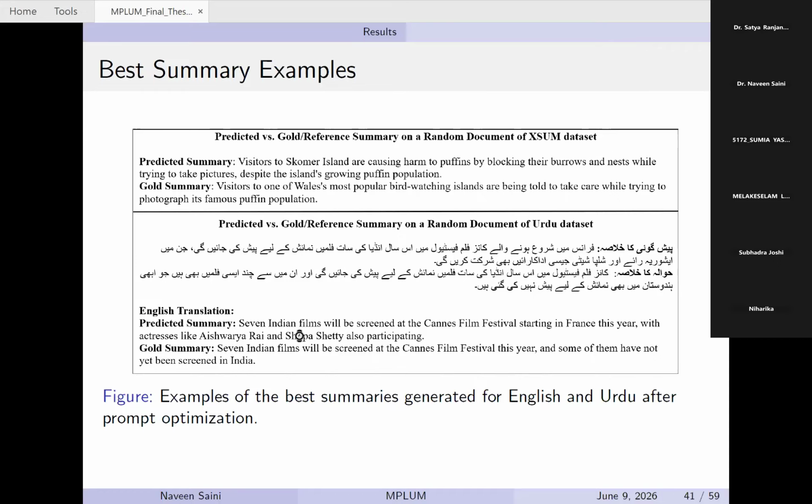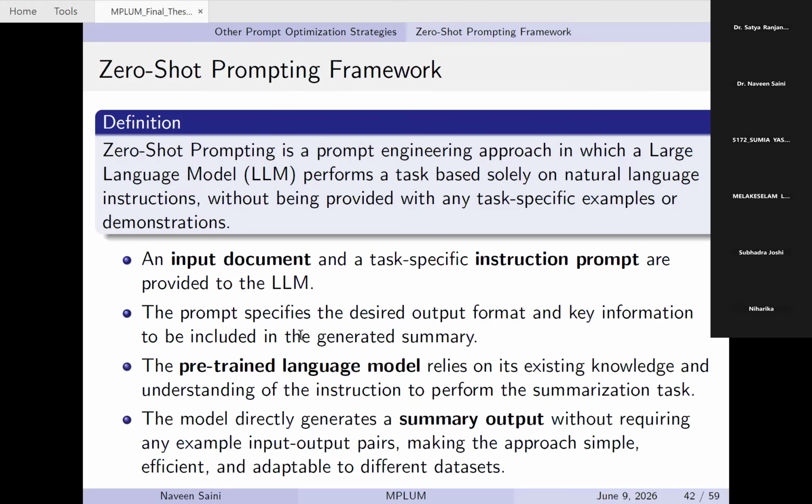So I have the time, Professor. How much time do you have left? I think 20 minutes. 20 minutes. Okay.